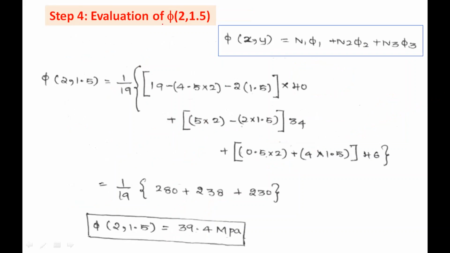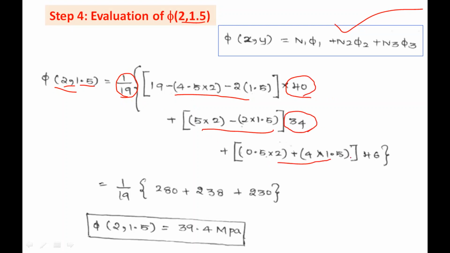So, evaluation of the pressure at point 2 comma 1.5. This is the expression: phi of x comma y is equal to N1 phi 1, N2 phi 2, N3 phi 3. Now use x equal to 2, y equal to 1.5. So this 1 by 19 is taken common. This is N1 multiplied by phi 1, N2 phi 2, N3 phi 3. Now substituting x and y values as 2 and 1.5, finally we are getting the pressure at this point 2 comma 1.5 as 39.4 megapascal.